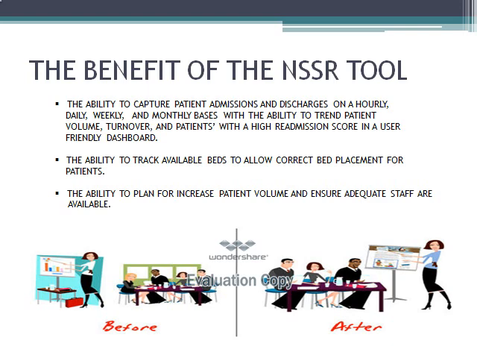The benefit of the NSSR tool will give the organization the ability to capture patients' admission and discharge on an hourly, daily, weekly, monthly basis, and it's in a dashboard that we're able to read and utilize at the time. It will allow us to track and trend these to better justify our FTEs throughout the year.